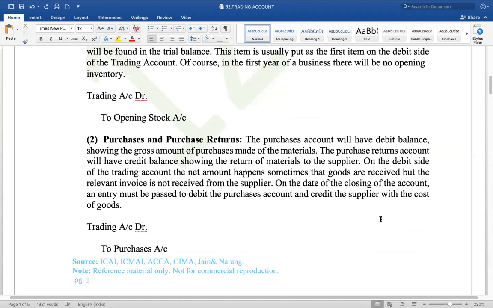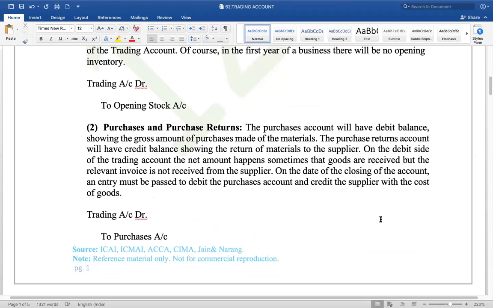The next item is purchases and purchases returns. Now, when you buy the materials, this is an expense, purchases are expenses, and all purchases are debited to the profit and loss account.